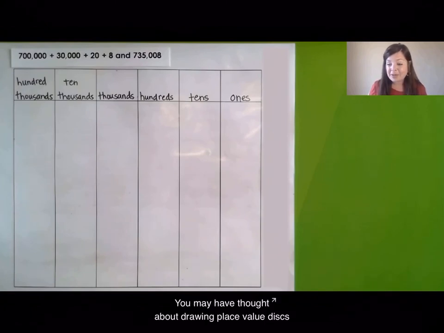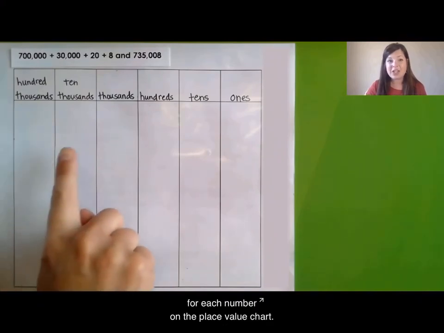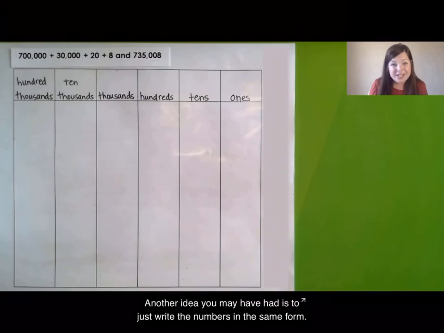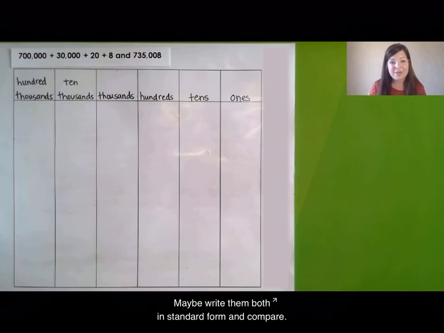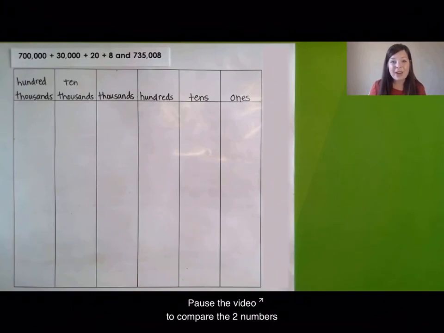You may have thought about drawing place value discs for each number on the place value chart like we did earlier. Or maybe you thought about just recording the digits for each number on the place value chart. Another idea you may have had is to just write the numbers in the same form. Maybe write them both in standard form and compare. Pause the video to compare the two numbers and write the comparison in standard form.